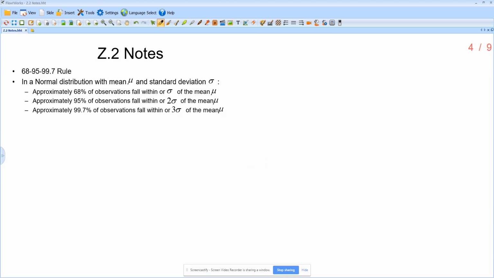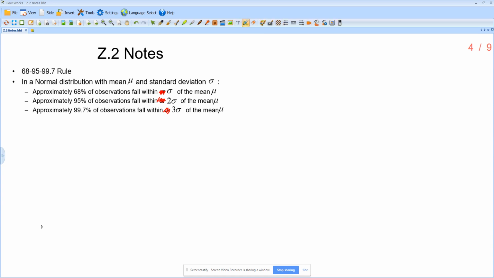Talking about all of this, in a normal distribution with mean mu and standard deviation sigma, approximately 68% of observations will fall within one standard deviation of the mean. Sorry, I don't know why I have an 'or' there. Sorry about that.